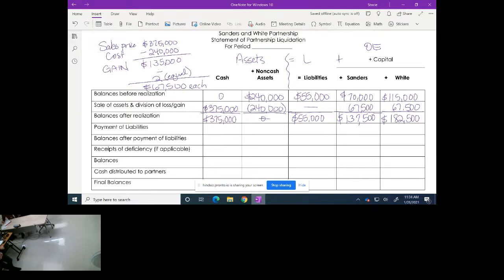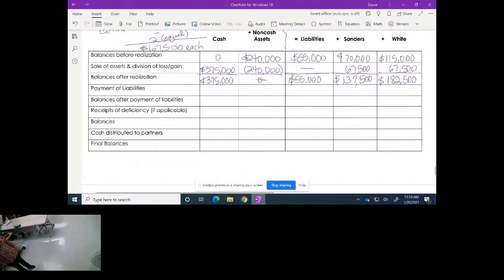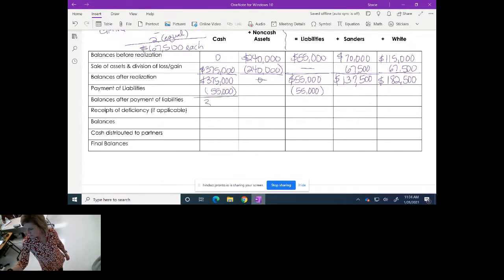Okay. So if you're doing this like we did the steps, step 1 is to sell the assets. Step 2 is to divide the gain. So this line here is steps 1 and 2. Step 3 is to pay the liabilities. So now we're going to look at the liabilities. How much are we going to have to use of cash to pay our liabilities? 55,000. So we'll show that we're paying these. They're going to go away. And we'll show a reduction in cash on the other side to take care of them.